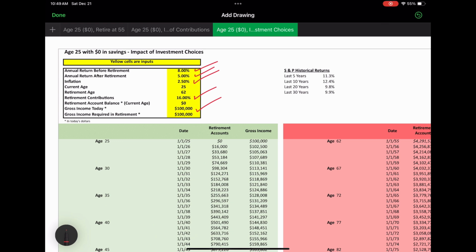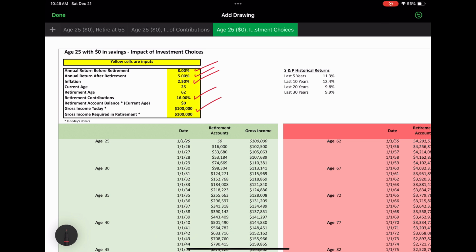In this case, we're using the 16% retirement contributions, just as we did in the other video linked up above, where I talk about a 25-year-old being able to retire at the age of 55 and what the plan is for that. And the only thing that we're doing differently in this analysis is that we're changing your investment choices.